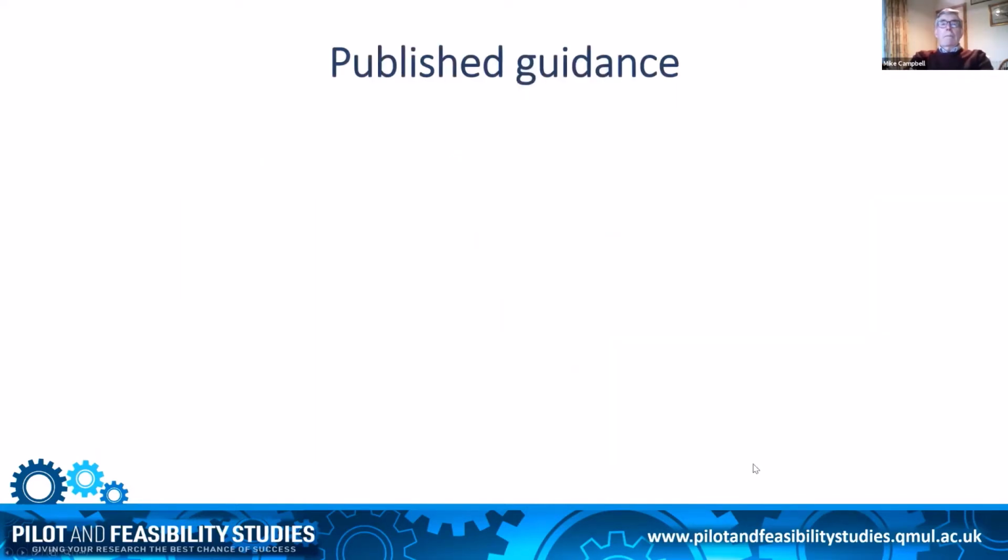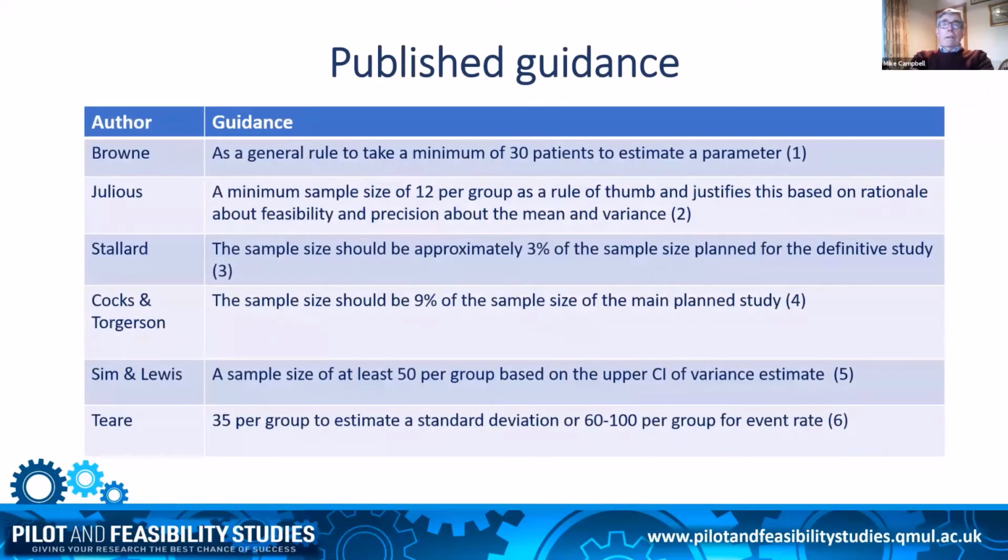Well, there's been quite a lot of published guidance about the sample size for pilot studies. Way back 25 years ago, Rob Brown suggested that you needed about 30 patients to estimate a parameter. And this is based on the fact that with about 30 patients, you can estimate a variance with a reasonable amount of accuracy for putting into a sample size calculation. And this relates also to what Steve Julius said, he said you need a minimum of about 12 per group, so 24 in total for a two-group trial. And again, he's talking about precision about the mean and the variance.